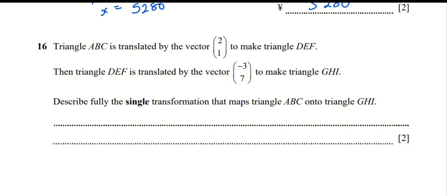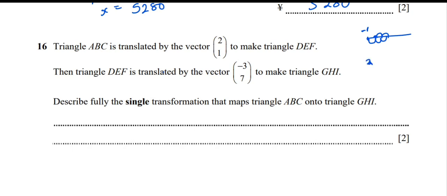Then the triangle DEF is translated by the vector minus 3 and 7. What does that mean? It simply means that it moved towards the left 3 times. Remember, it had moved twice towards the right, which is positive, and now it moves 3 times towards the left. So if we started from 0, the person made a total of -1 movement. For the y-axis, the person made 1 step, then another 7 steps, a total of 8 steps.